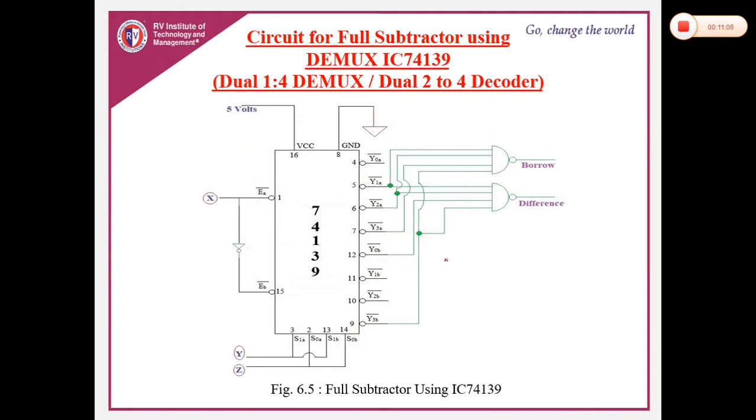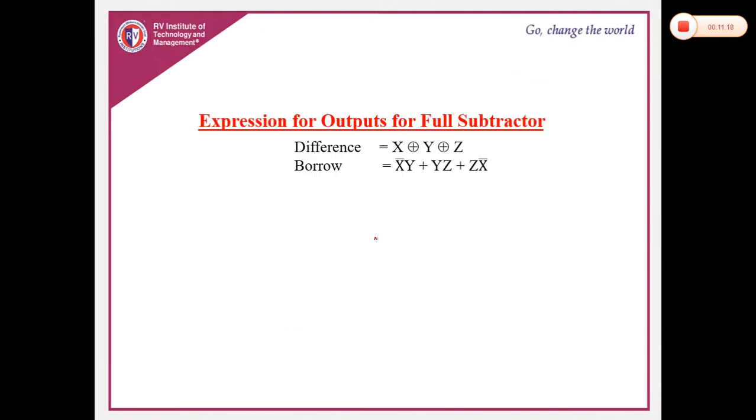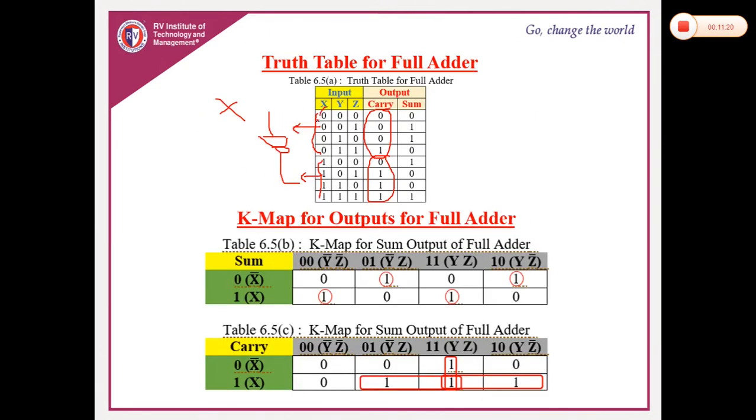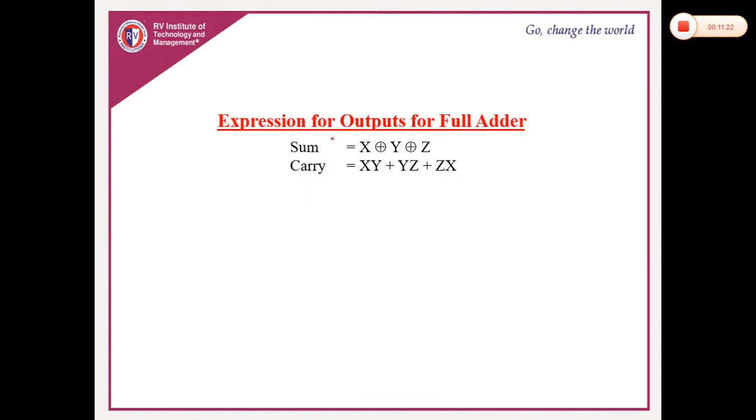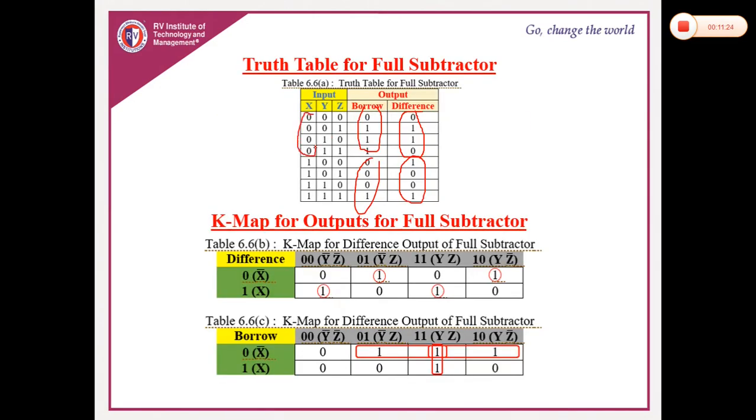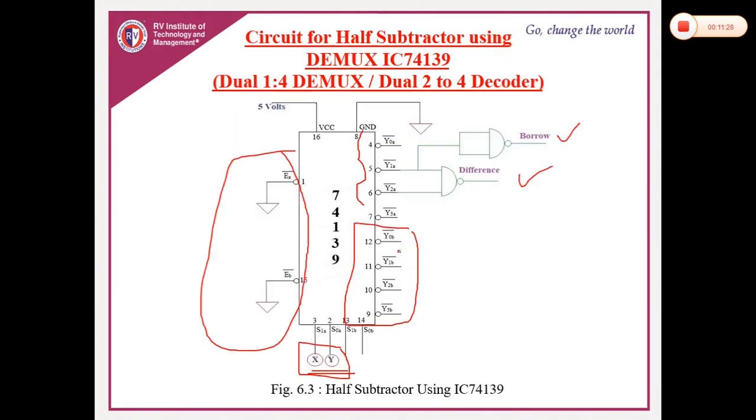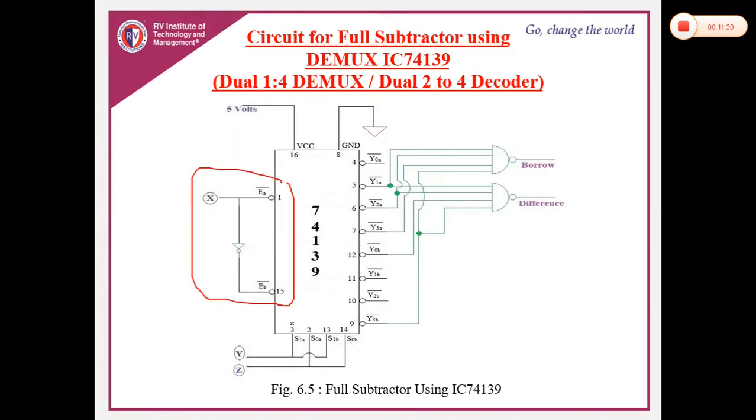But the inputs X, Y, Z, how to connect them? Same as the full adder. X will connect to one enable pin, and its inverted form will connect to the other enable pin. Because in the top portion, you can see in the truth table, it is 0, 0, 0, 0, and the bottom portion it is 1, 1, 1, 1. So you have to invert that. Same thing I have done for the full subtractor. Then Y and Z, again as usual, S1A and S1B are Y, S0A and S0B are Z.